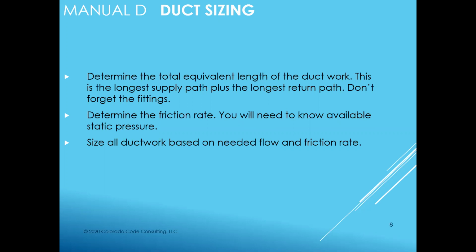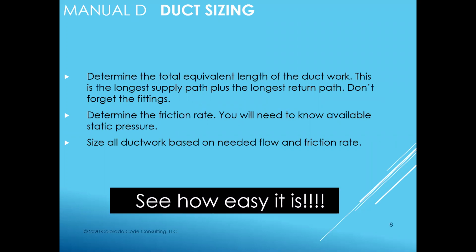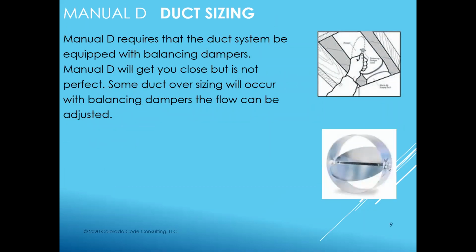Then we actually can determine our friction rate after we know what our available static pressure is. And then we size all the ductwork based on the CFM, the needed flow that we need, and the friction rate, and we're done. Any questions so far, or are we good? No? All right, we'll go through each one, just being a smart aleck there.